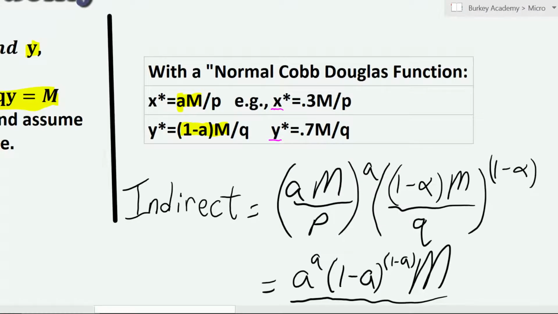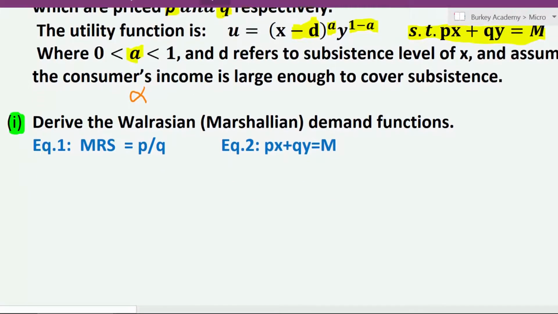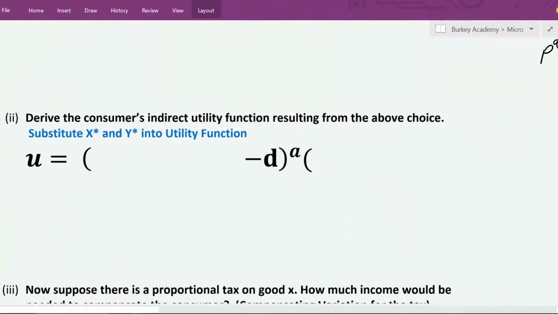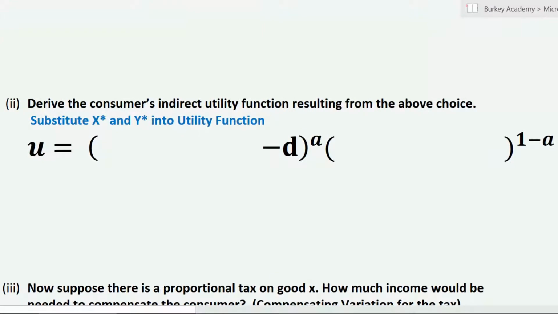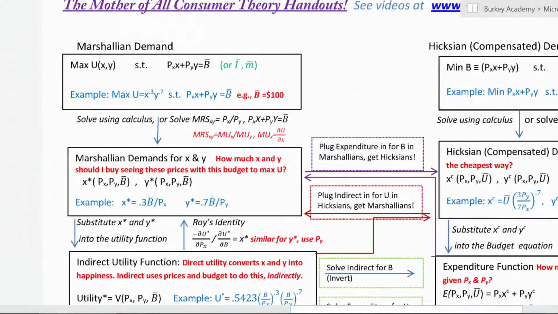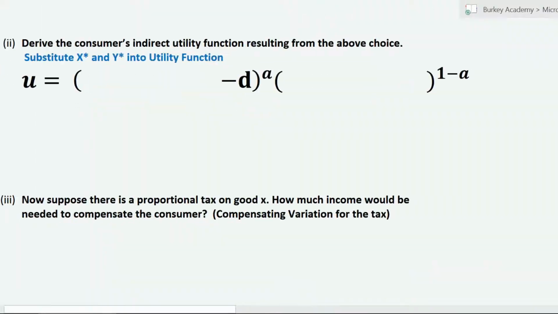but there's going to be a little bit of change. There's two other things that we want to try to do in this problem. I'm going to do the first two in this video. So we're going to derive the Marshallian demand functions, and then we're going to derive the consumer's indirect utility function. And all that means is, if you look at the mother of all consumer theory handouts that I made, in order to take Marshallian and get the indirect utility function, all you do is substitute the X star and the Y star from those Marshallian demands back into the utility function, and then you might want to do some simplification. We're going to do that in this video.